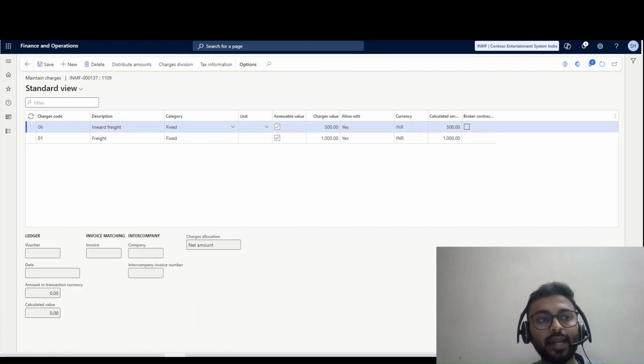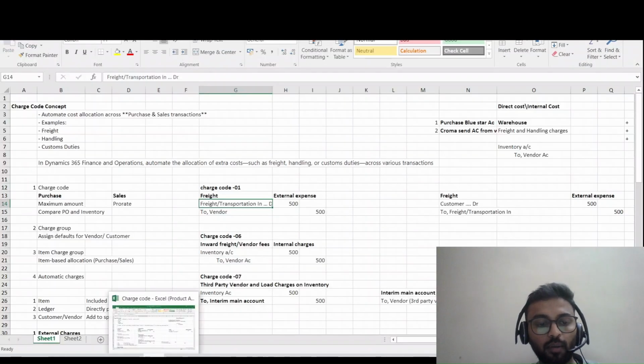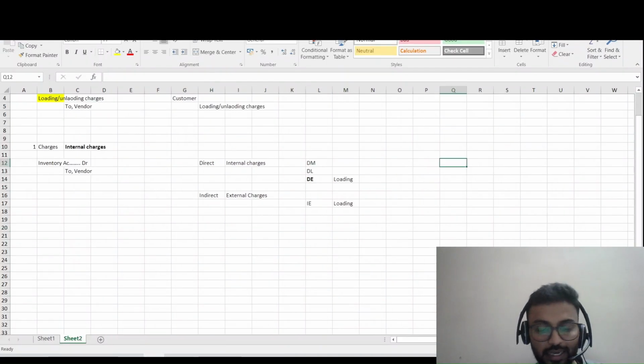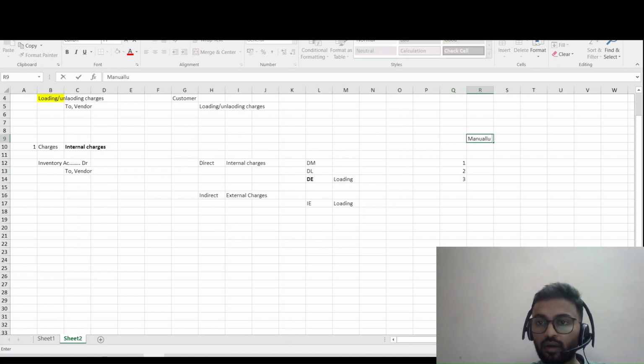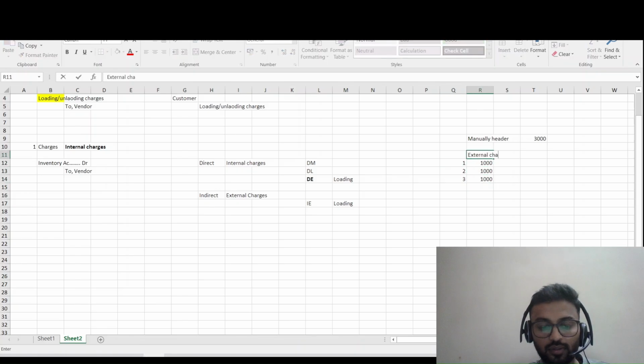This will be added into my cost, right? So to summarize this transaction, what I have done, I have added 3 lines. Manually I have added header level charges of 3000, that I have allocated on a line basis, so that will be allocated on a line basis 1000 rupees, and this 1000 rupees are my external charges.